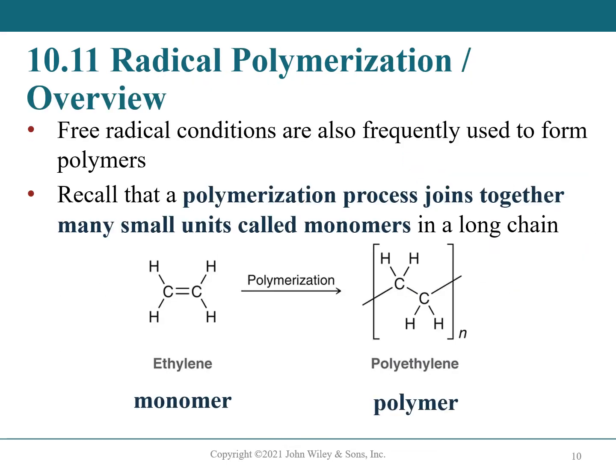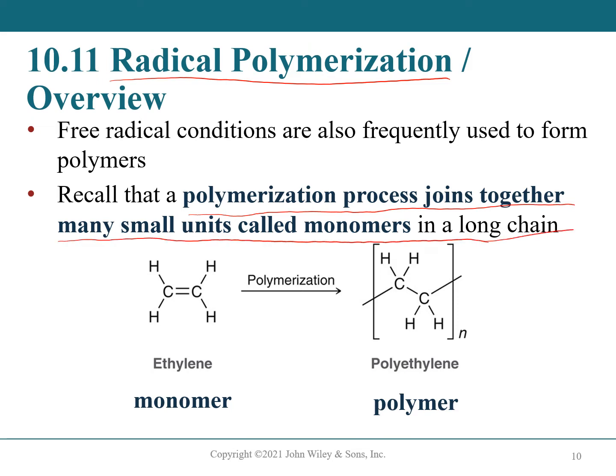So many radical reactions are used for polymerizations. Lots of the polymers that exist in society are generated via free radical chemistry. Polymerization is a process that joins together many small units called monomers in a long chain. We've talked about polymerization before in the past, right?